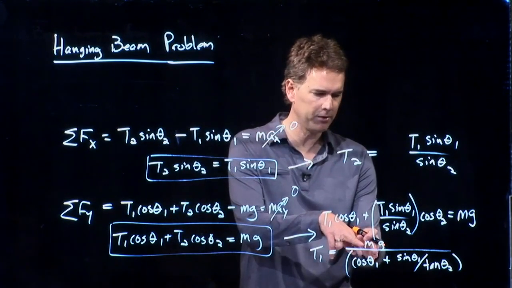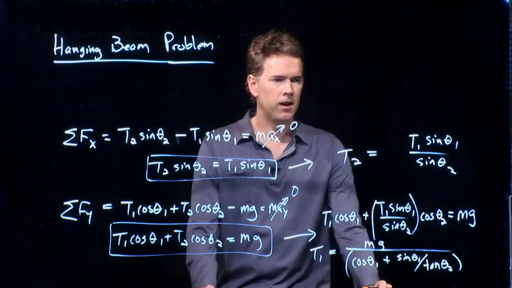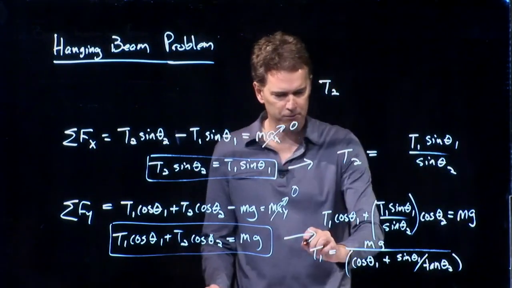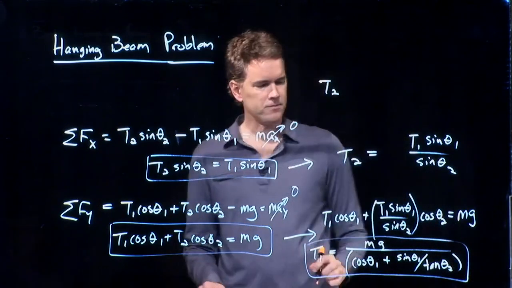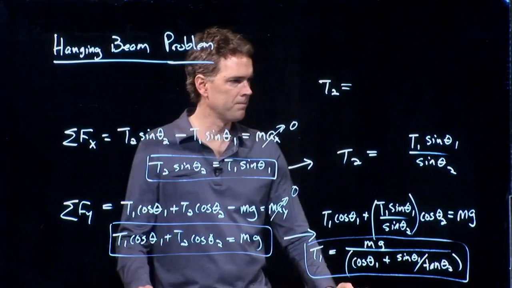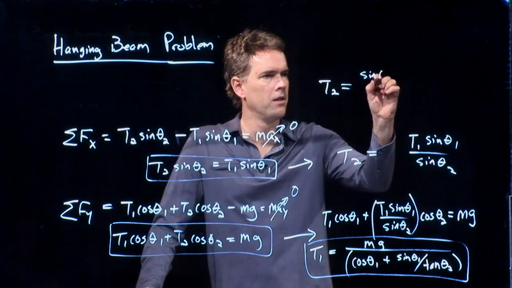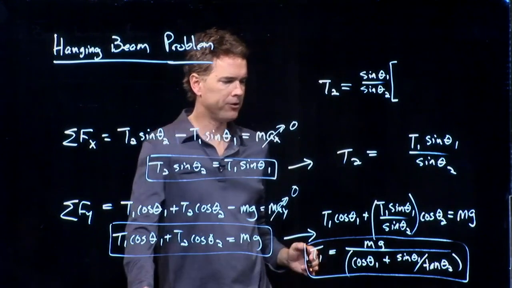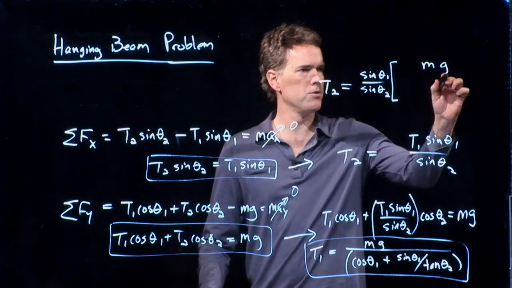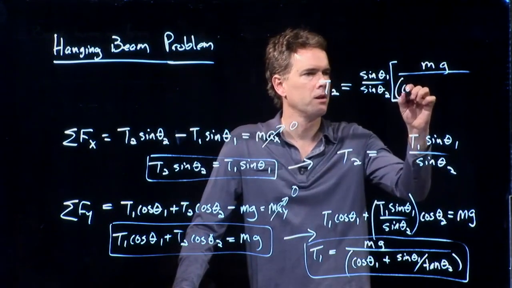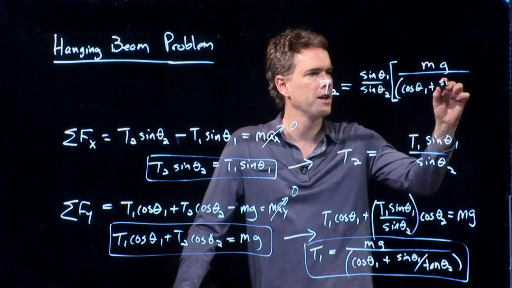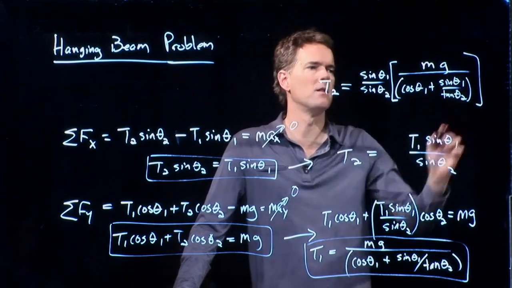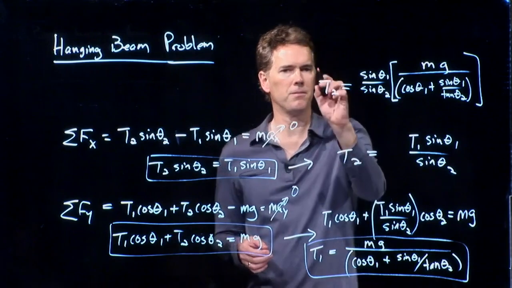If I know all those things, I can plug in some real numbers and get an answer. And now I can take this answer and plug it back into here and write down T2. So let's put a box around this one. And now T2 is going to be this thing. I'll put the sine theta 1 over sine theta 2 out in front. And then I have to just multiply all that by T1. Mg over cosine theta 1 plus sine theta 1 over tangent theta 2. And now you can plug in all your numbers and get an answer.